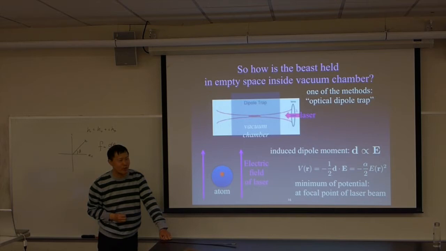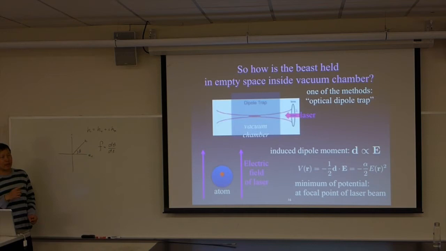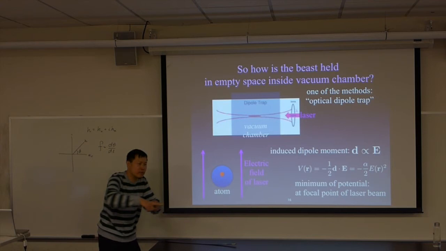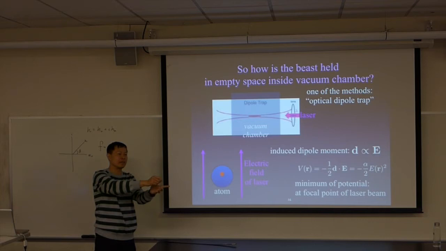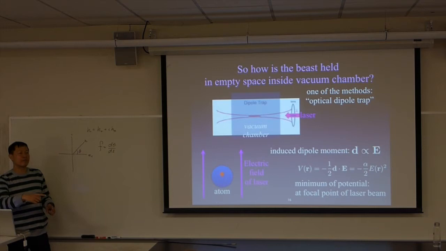One of the simple techniques is called the optical dipole trap. Namely, you shine a laser beam, and the laser beam can polarize the atom. After being polarized, the atom's energy is reduced a little bit. And the reduction of the energy of the atom is proportional to the local intensity of the laser. And if you have a sharply focused laser beam, then the energy is lowest at the center of this intensity maximum. So you have a potential well, and the atom is confined to a potential well created by the laser beam. And it can be strong enough to prevent the atom from falling.